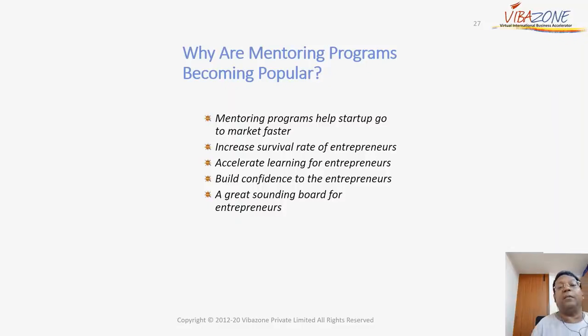You need mentoring because it increases the survival rate of your entrepreneurs, because you're able to learn from experienced entrepreneurs. So that's very, very important. Experienced entrepreneurs also help you build your skills quickly and accelerate learning, and you get confident when a successful mentor is mentoring you. It builds confidence. It's also a great sounding board. It helps you find out what is good and what is not so good in your own organization and improve. So this is why mentoring programs are becoming more and more popular.